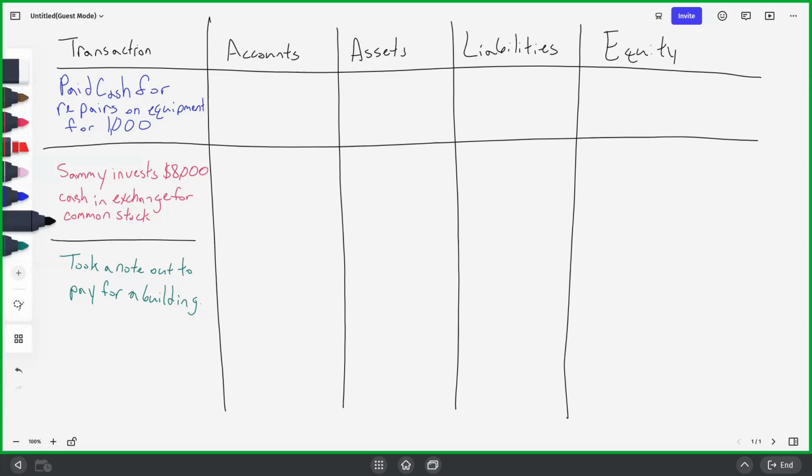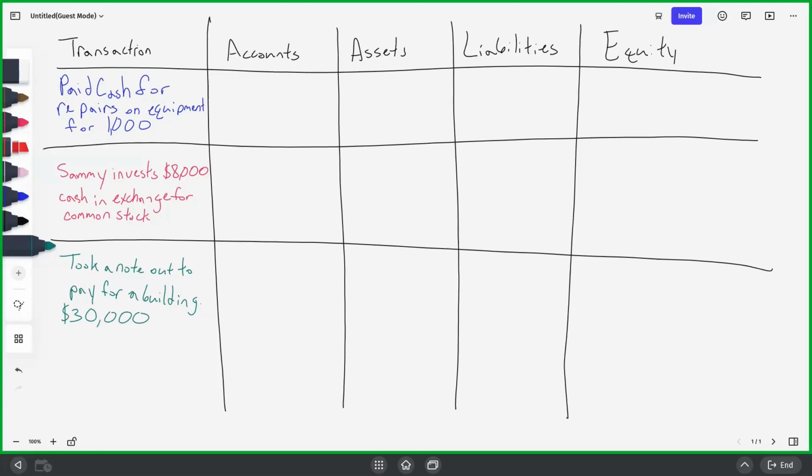What's the amount of the down payment? We'll say 30,000. Building? I've never bought a building before, so I'm just making guesses.